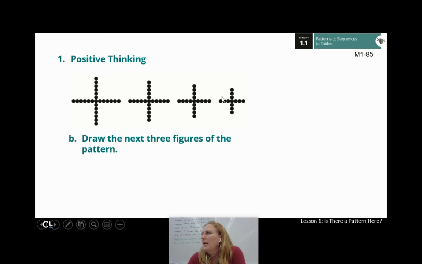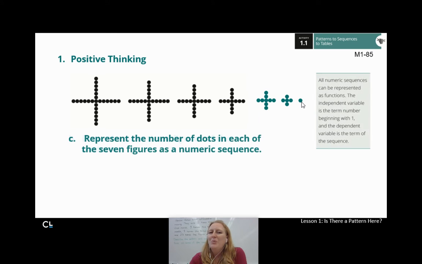So for the next one, I took one off each end, and then the next one, I took another one off each end, and wow. And finally, I just had one lonely little dot left. It must have been lonely, probably. I would like you to represent the number of dots in each of the 7 figures as a numeric sequence. So go ahead and hit pause, and you're just going to list them off in order.